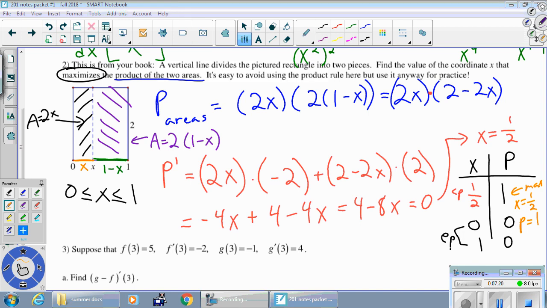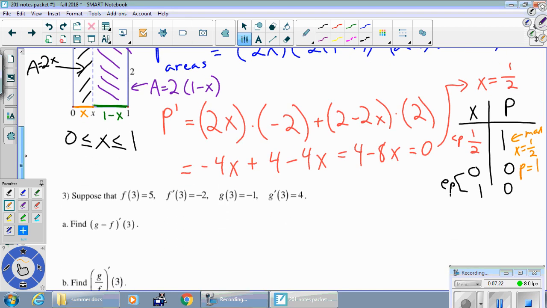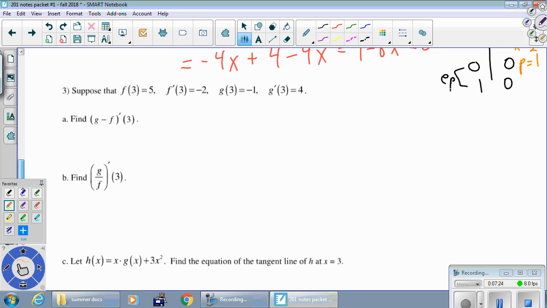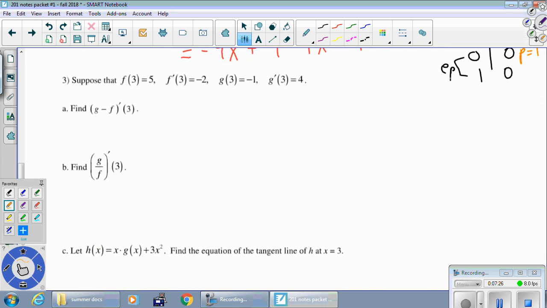Okay, and we don't need a sentence to justify that one. We need a sentence to justify when we use a sign test, but not when we do this closed interval maximizing, global maximizing.